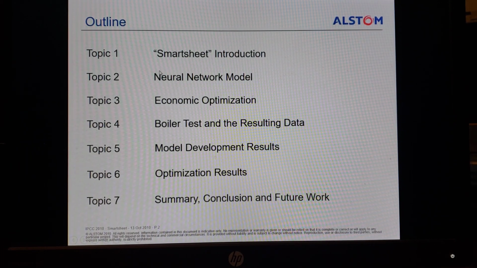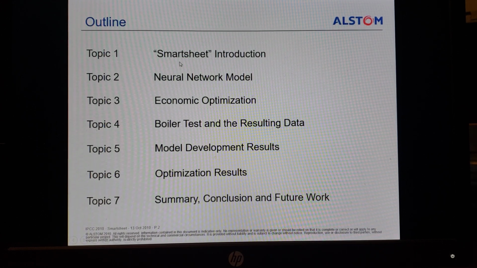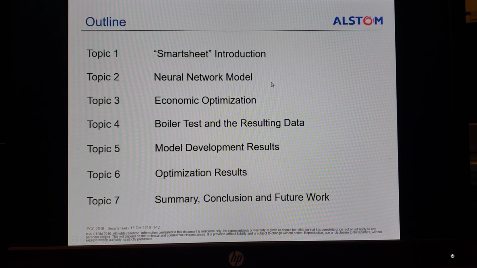So let's look at the outline. We got 7 items here. Item 1, we're going to introduce the Smartsheet concept. What is a Smartsheet? And topic 2, we talk about the neural network model we use in this work. And topic 3, we talk about the economic optimization specifically for this power plant. And topic 4, we talk about the boiler test and the resulting data we collected from the power plant. And topic 5, we talk about the model development results using the neural network training. And topic 6, we're going to look at the optimization results together. We look at a couple of optimization scenarios. And then we summarize the work.